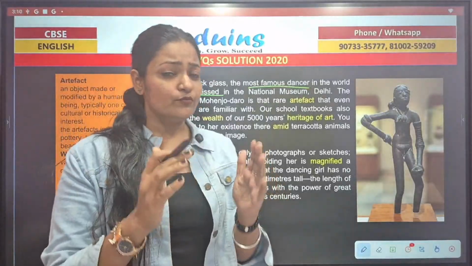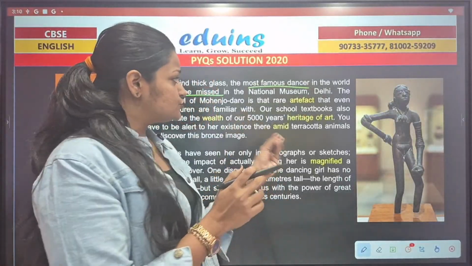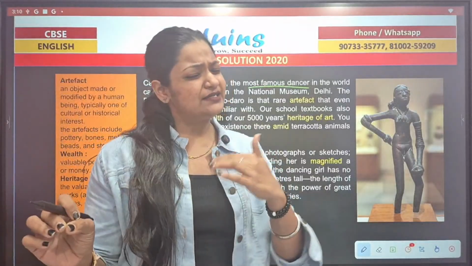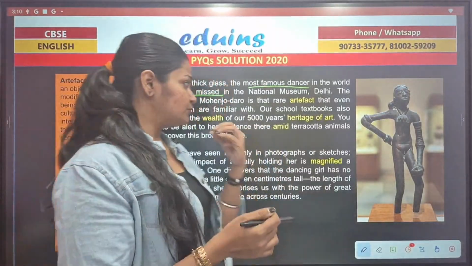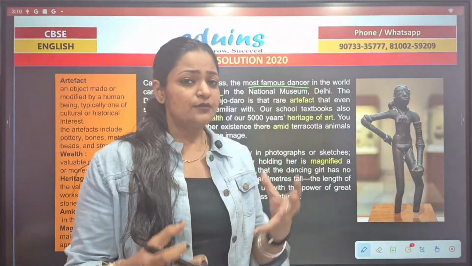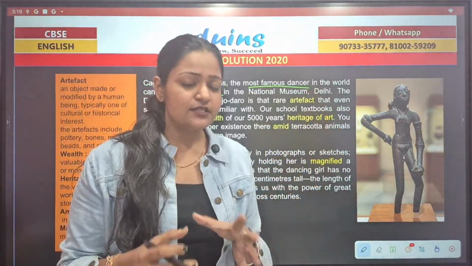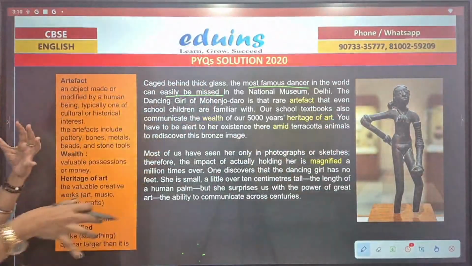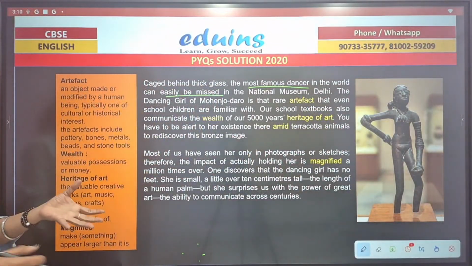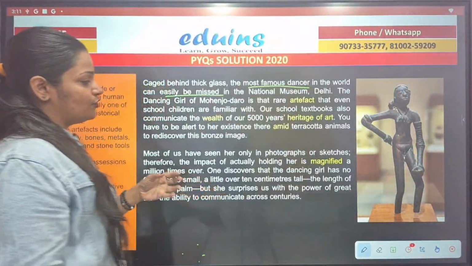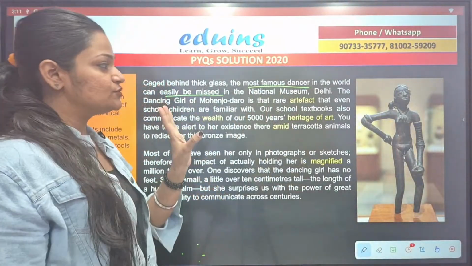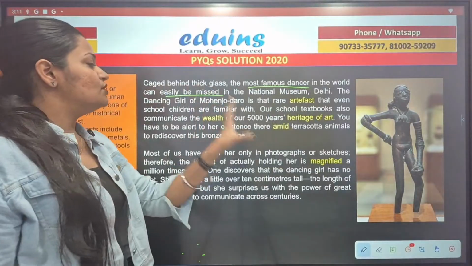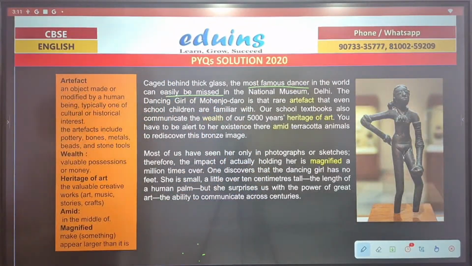So we have to be more concentrated when it comes to the National Museum Delhi, or any kind of museum. You must be very careful, because this statue can be missed, and there will be so many unique artifacts we will read. According to this passage, what we are getting to see is the dancing girl of Mohenjo-daro. This artifact is called the Mohenjo-daro artifact, the dancing girl.